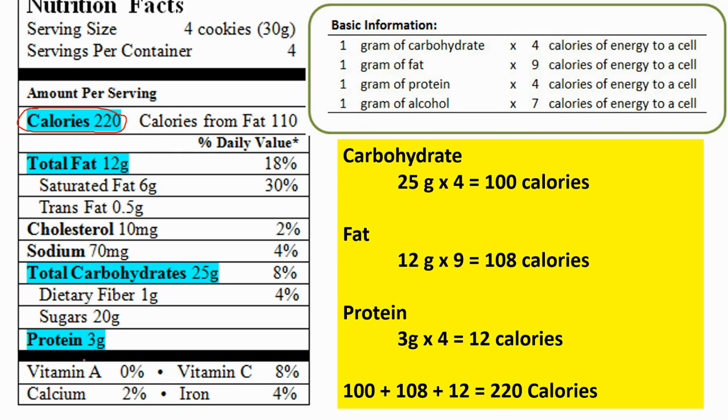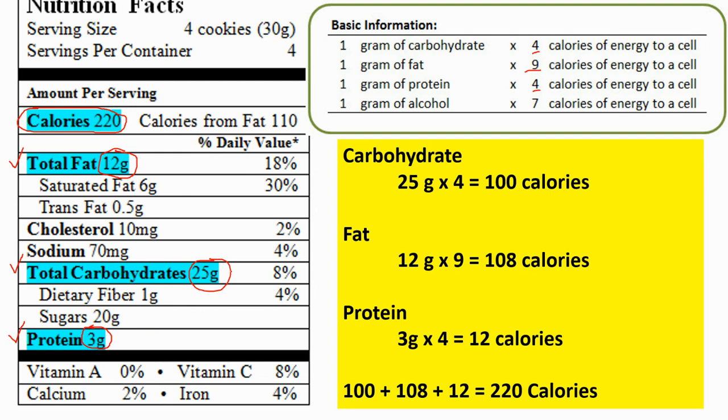You're going to have to find the 3 energy yielding nutrients, because they're not going to be highlighted, which are your fat, your carbohydrates, and your proteins. You're going to take the number of grams of fat, multiply it by 9, the number of grams of carbohydrates, multiply by 4, the number of grams of protein, multiply that by 4, and add them up.